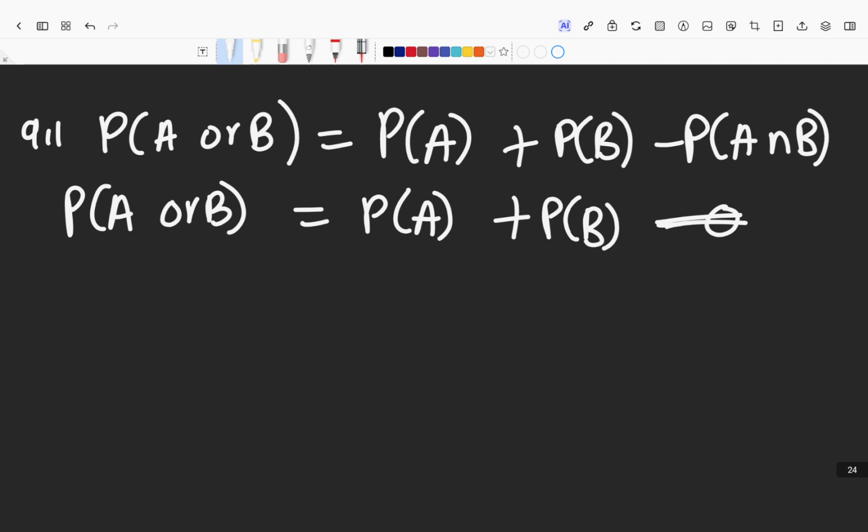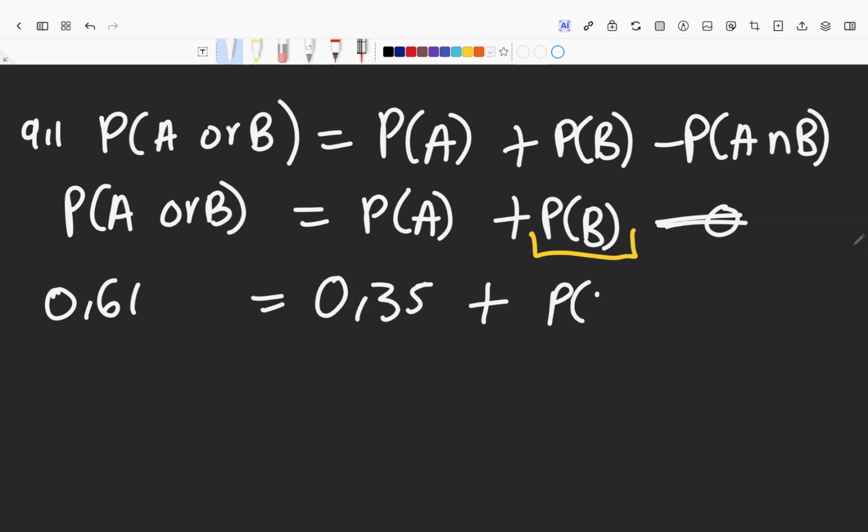Okay, so you're going to now substitute. Remember, we are asked to determine the probability of B. We have the probability of A and we also have the probability of A or B, which is so simple. I'm just going to substitute. The probability of A or B is 0.61. It equals the probability of A, 0.35, plus the probability of B.